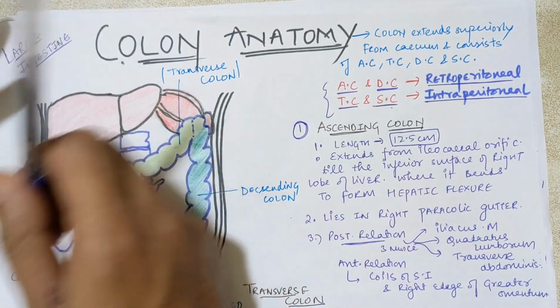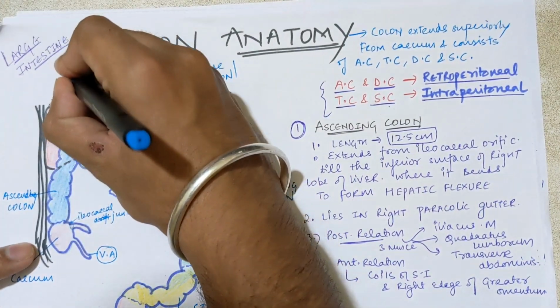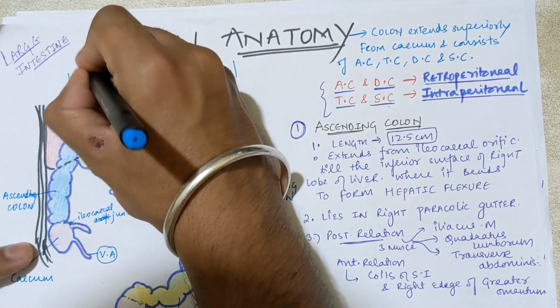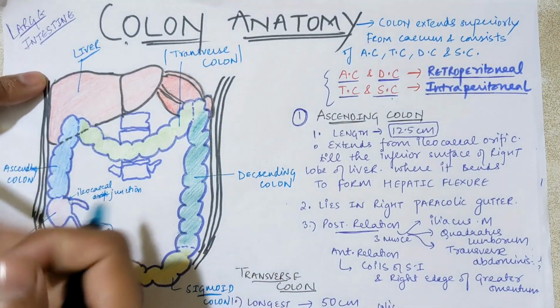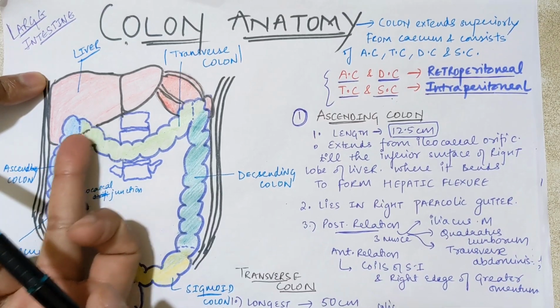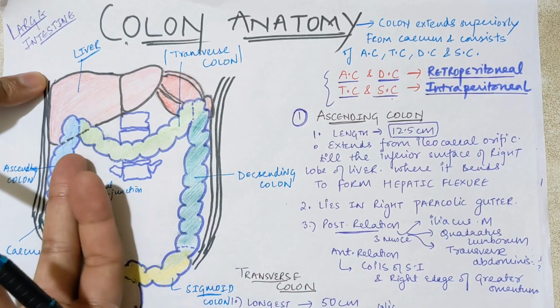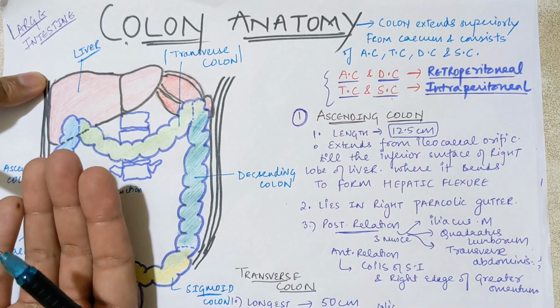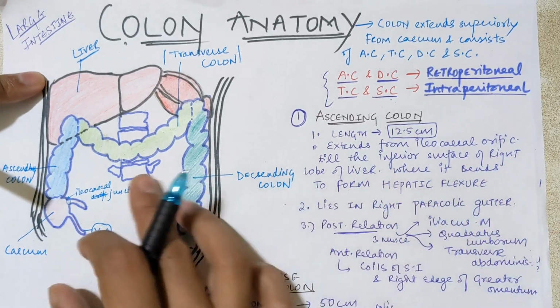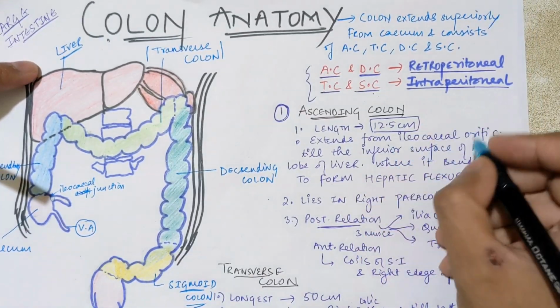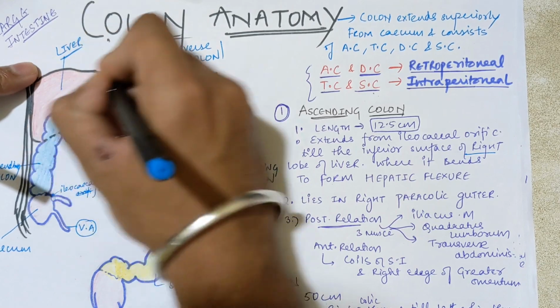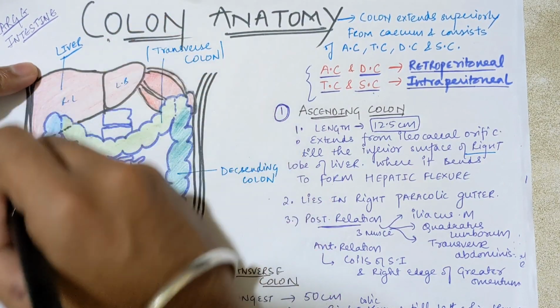You can see this diagram; the red one is your liver. The ascending colon extends further till the inferior surface. This dotted one is on the posterior side of the liver, but it is going under the inferior surface of the liver. Which lobe? The right lobe of the liver. This is the right lobe, and this one is the left lobe.